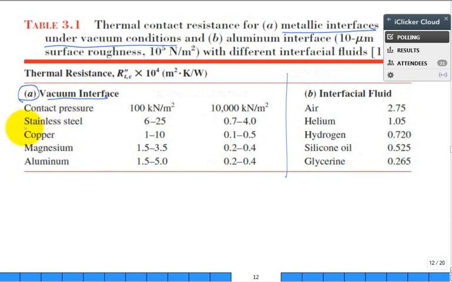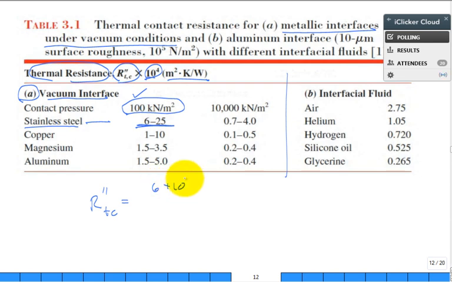Okay. So if I have stainless steel and I have a contact pressure of 100 kilonewtons per meter squared, then the range for that thermal resistance contact, just like this, is 6 to 25, and then they have 10 to the 4, and there's your units. If I wanted it at this, maybe the lower value, and I said I have stainless steel at this pressure, what is R double prime TC? You have two choices. You would say it's either 6 times 10 to the 4 meter squared Kelvin per watt, or it's 6 times 10 to the minus 4 meter squared Kelvin per watt. Answer A or answer B?